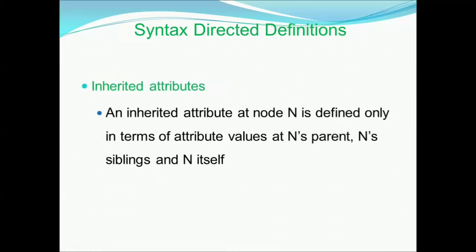Whereas in case of the inherited attribute, a node n's attribute is defined only in terms of the attribute values of n's parent, n's siblings, and n itself. It means that if the value moves from parent to child, or from one sibling to another sibling, or itself, such an attribute is called an inherited attribute.